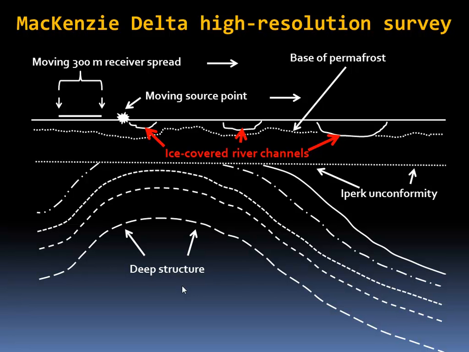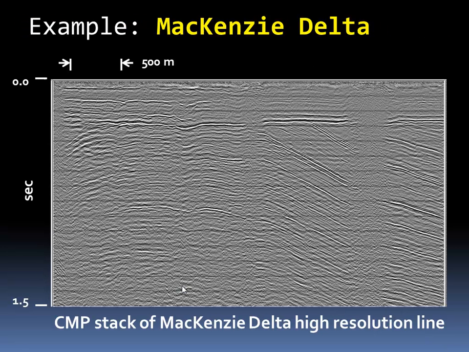So when you shoot across them with a surface source, they generate horrendous ice flexural waves. And part of the key to processing these data is to get rid of as much of that noise as possible before doing anything with the statics. So that's the picture. This is what the brute CMP stack of those data look like.